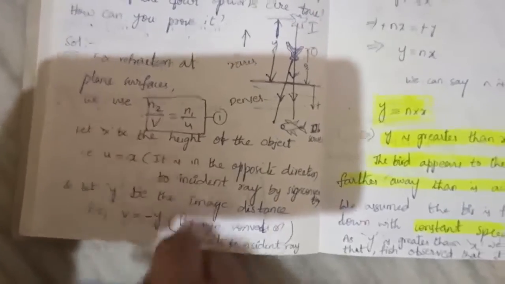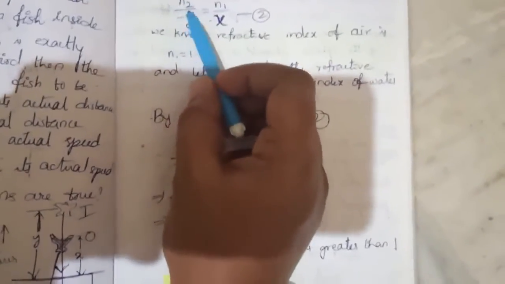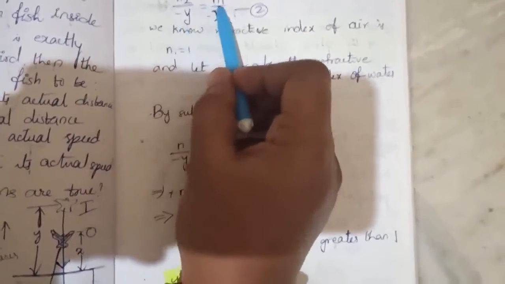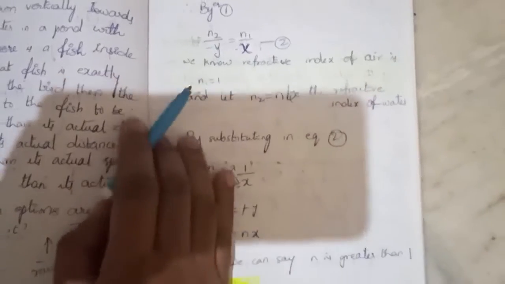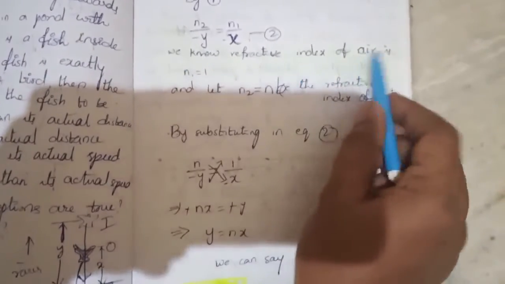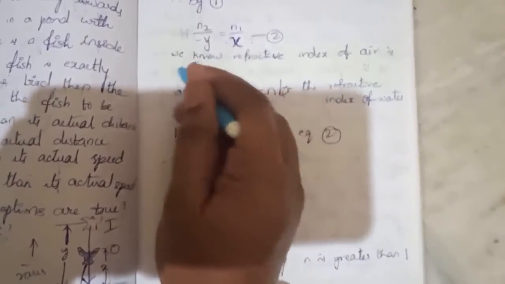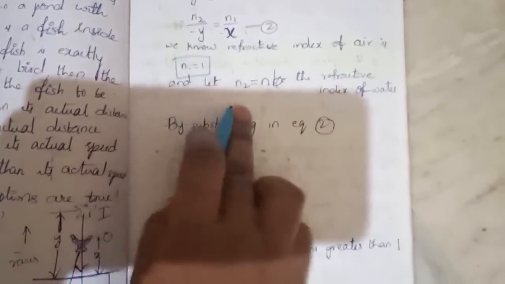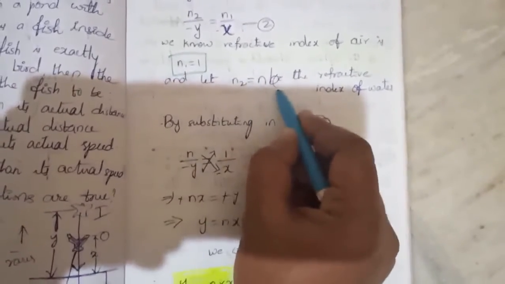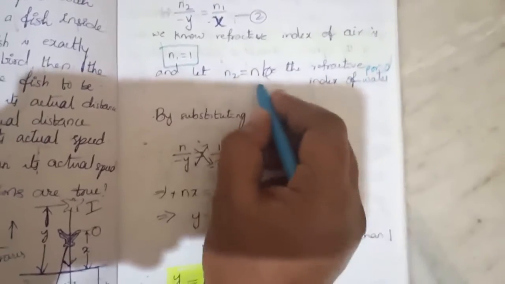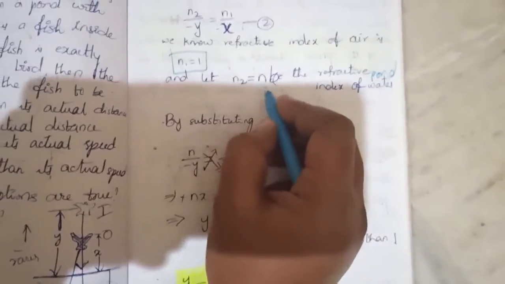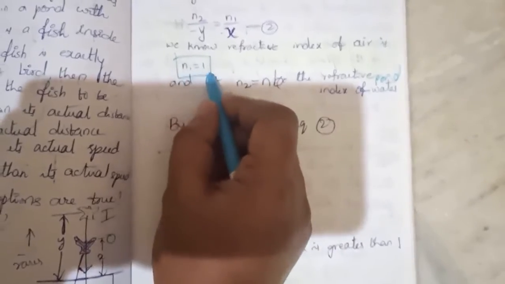Substitute these 2 values in equation number 1, children. Then by equation number 1, n2 by minus y is equal to n1 by minus x. Minus minus will get cancelled. And we know the refractive index of air is 1. Let n2 be equal to n, the refractive index of pond water, and n1 equal to 1.